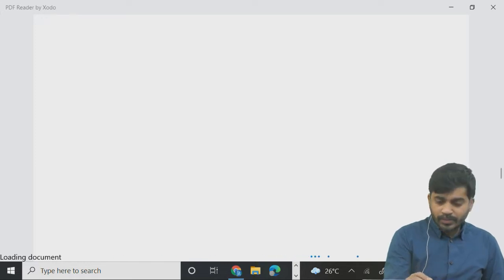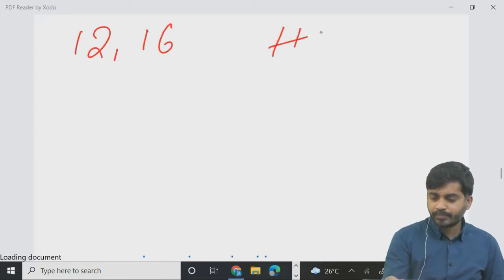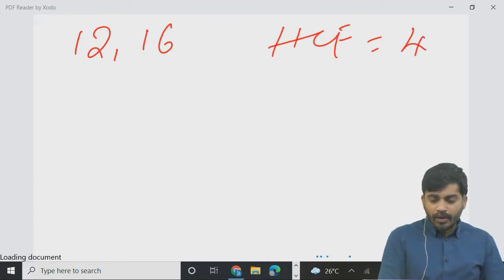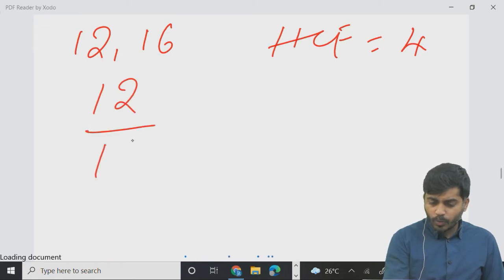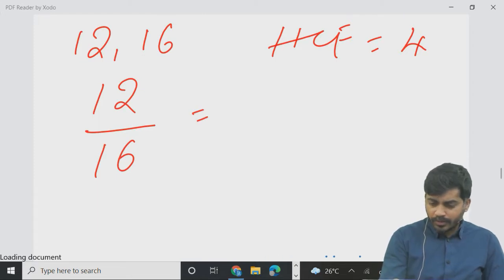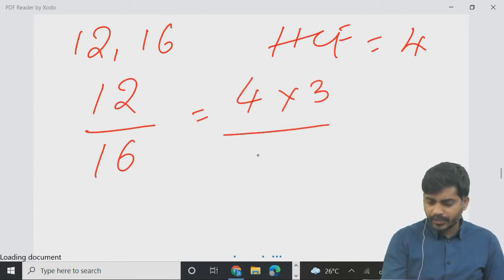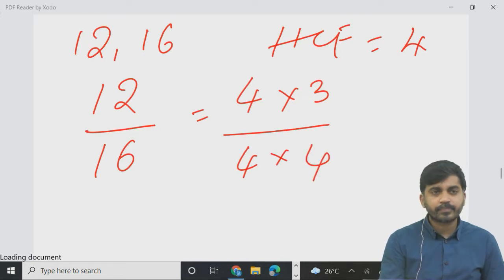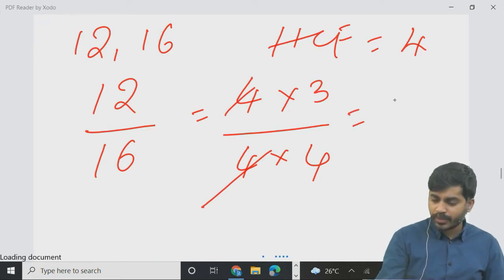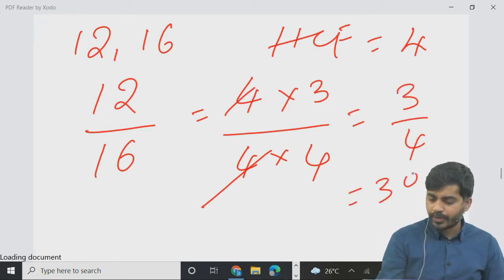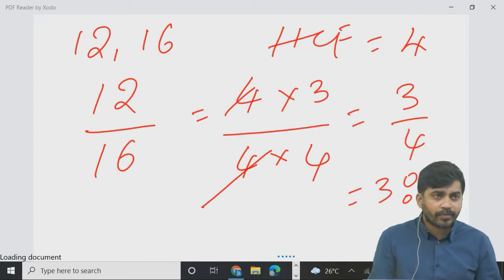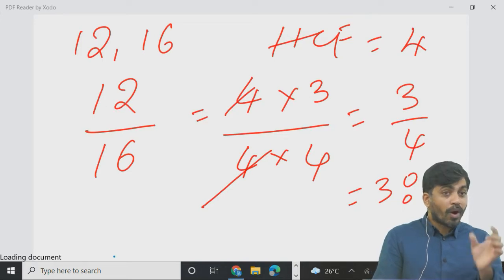First example was 12 and 16. HCF is 4. Whenever we take the ratio between these two numbers, try to simplify them. Generally 12 is 4 3s are, 16 is 4 4s are. 4 gets cancelled. 12 by 16 becomes 3 by 4 or 3:4. So whenever we take the ratio between the numbers, what gets cancelled?